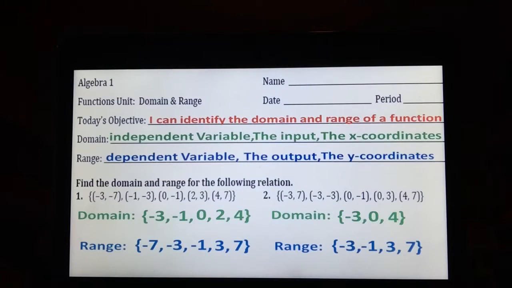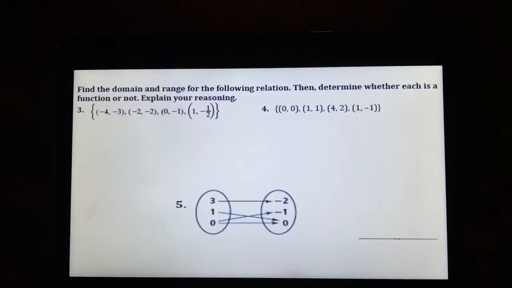Now, press pause if you need to, otherwise I'm going to the next slide. Now, in number 3 and 4, you're going to do the same thing by identifying the domain and range. The other thing that I'm asking you to do in this one is to tell me if it's a function or not and explain your reasoning.